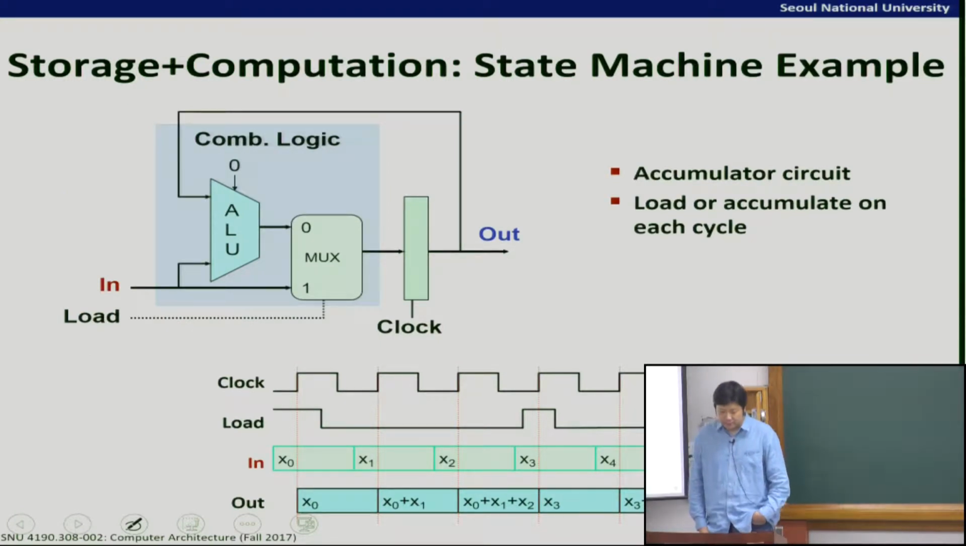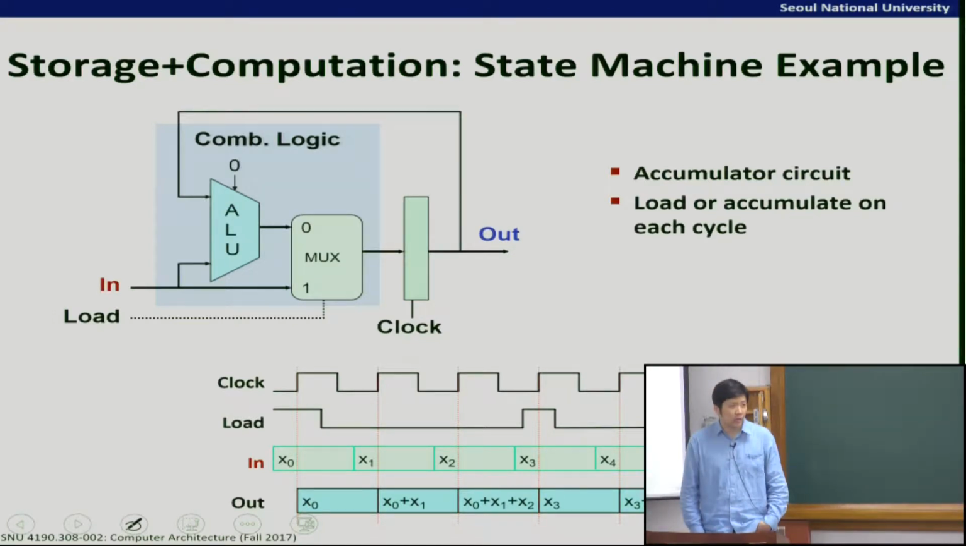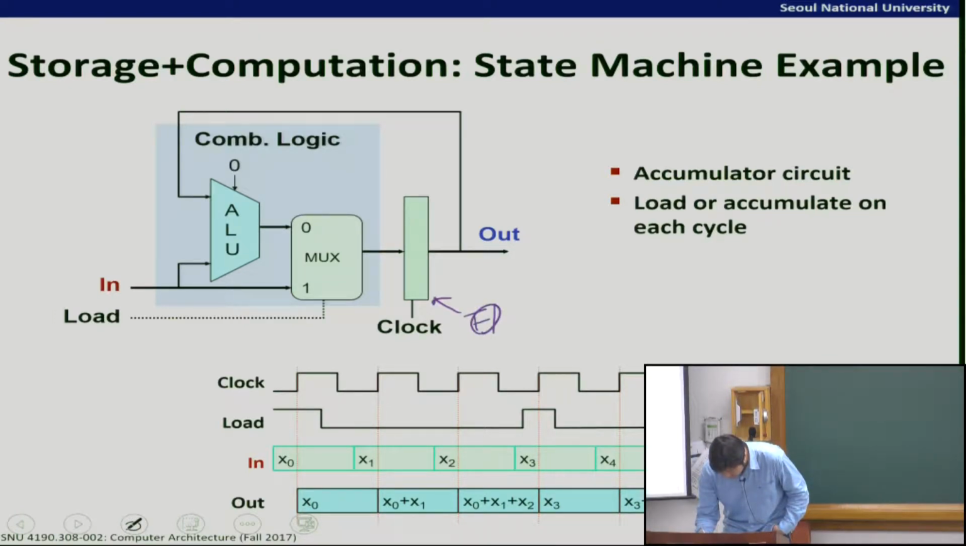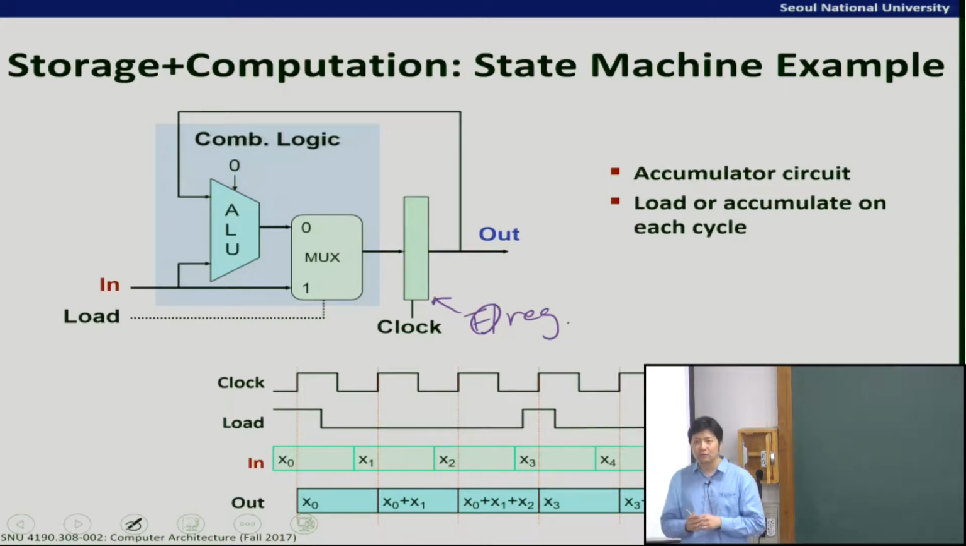So here is an example of a simple state machine, how we can build a finite state machine using the components we have introduced so far. Here this one is a flip-flop or register, this is a MUX, and this is an ALU, and this is a very simple accumulator. What the accumulator does is, at every clock cycle a new value comes in and you add the new value to the existing sum. As you make progress, this value gets accumulated to compute the sum of a number of scalar values.